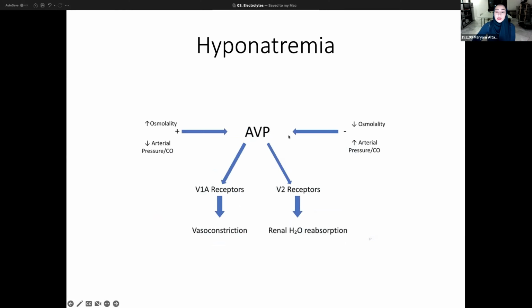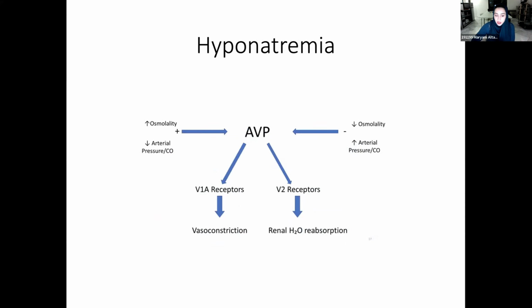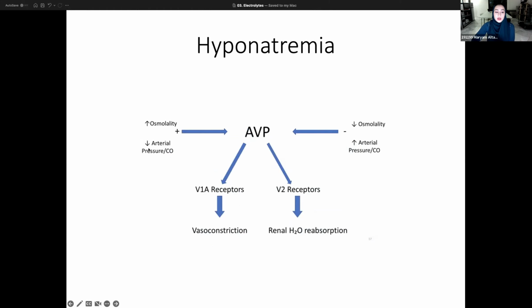Now we look at how the body is going to respond to that hyponatremia. So in the case that we just talked about, let's say you have decreased arterial pressure and increased osmolality. Okay, so what that's going to do is that's going to increase our vasopressin. That's going to activate two things. So first, you're going to have activation of the receptors, the V1A receptors, which cause vasoconstriction. And the V2 receptors are going to act on the tubules to cause reabsorption of water. Okay, and so that is a case of increased osmolarity and decreased arterial pressure.